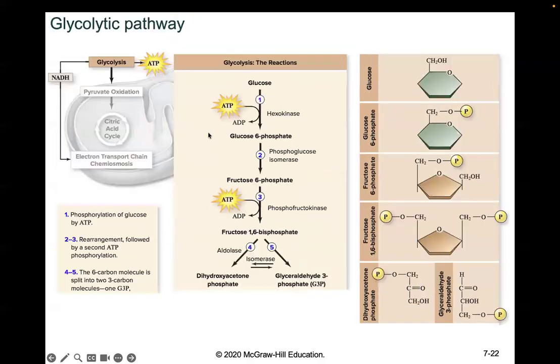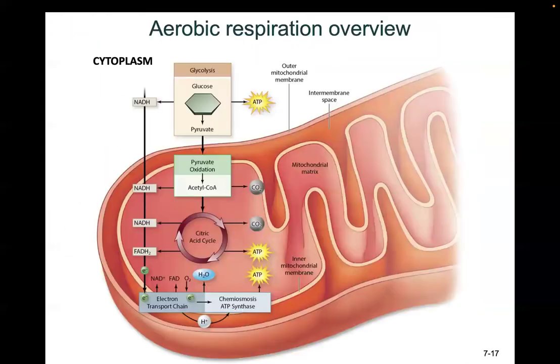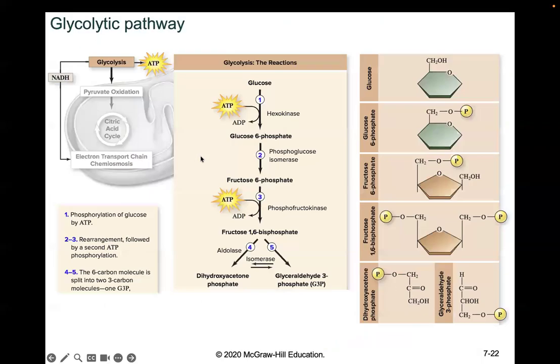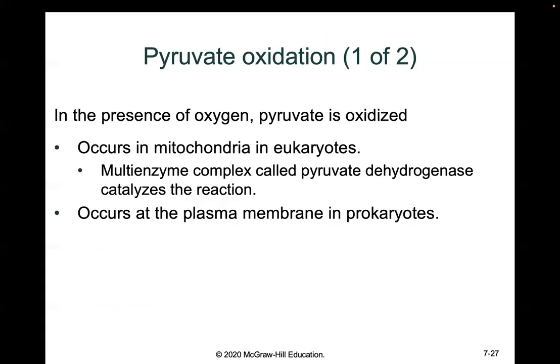So if we go back here, when we break down glucose, this is all done in your cytoplasm. Then pyruvate has to be transported into your mitochondria. Please, please remember this. In prokaryotes, this happens in the plasma membrane.